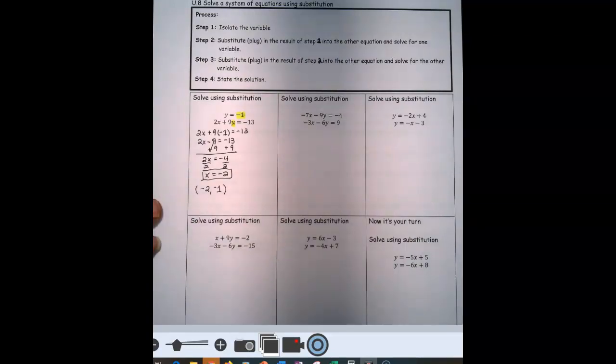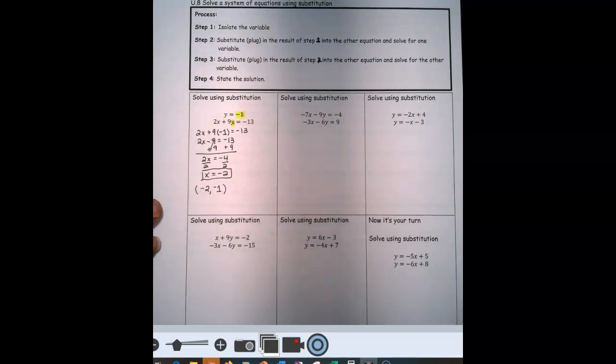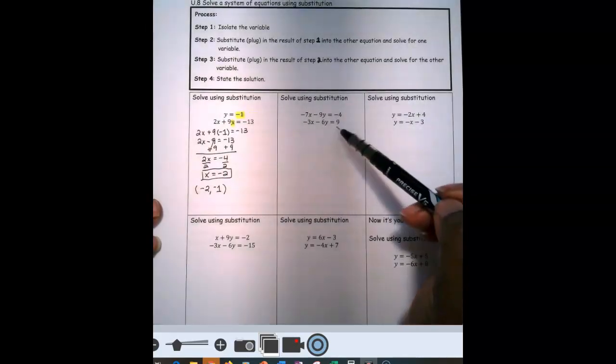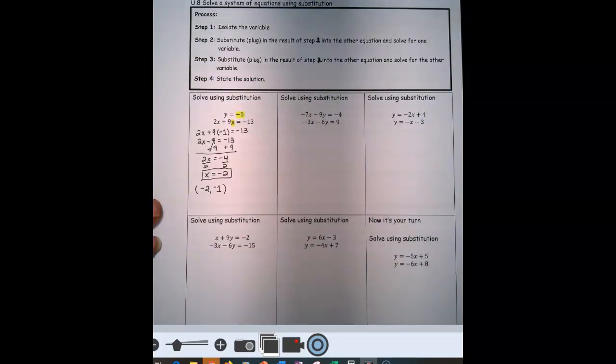All right, so let's move on. It was just that simple. Now on this one, it's like, what? Miss Clark, there's no variable alone.